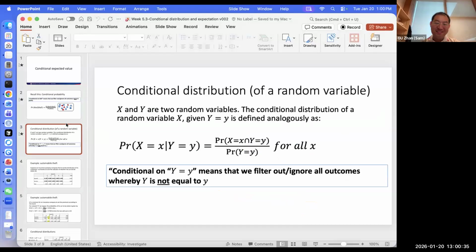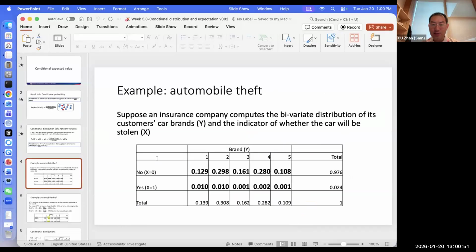Okay, conditional distribution. Y takes a certain value, then what is the chance for X to be equal to different values? So here is a table. I have 2 variables. An insurance company calculated the bivariate distribution of the customer's car brand and whether the car is stolen.